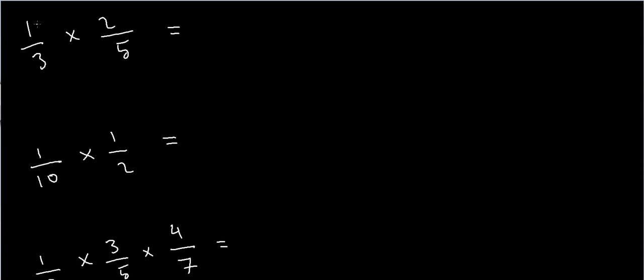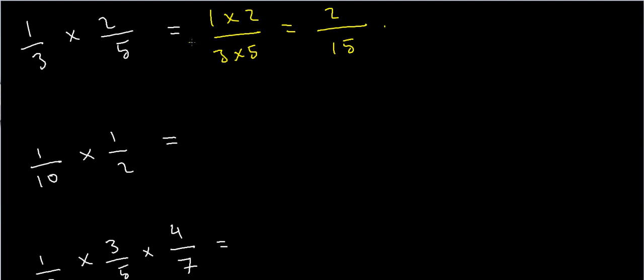Basically, we just multiply the top two numbers together, so we've got 1 times 2, and then we divide by the bottom two numbers multiplied together, so we've got 3 times 5. So simplifying, 1 times 2 is just 2, and on the bottom 3 times 5 is just 15. And obviously 2 and 15 don't share any common factors, so this is the fraction in its simplest form.